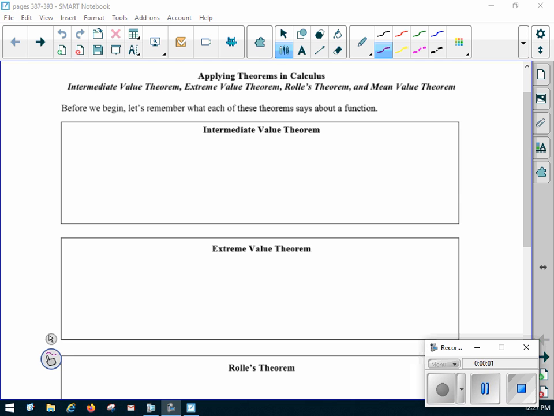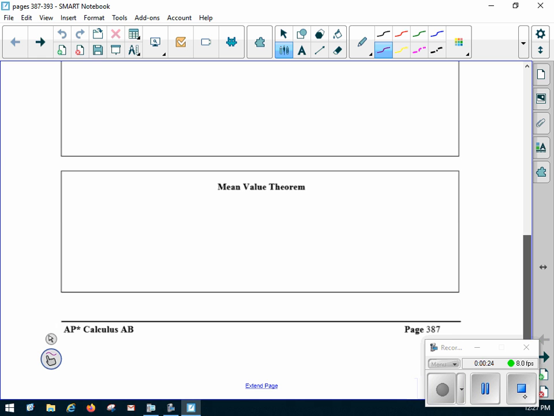Lesson is on applying the theorems that you've learned. Now, what we're going to do here on the front, you have 4 theorems that you have learned so far. And what we're going to do is I'm going to try to get you to remember them without looking back at your notes. That's going to be fun. Why don't we start backwards? Mean value theorem.